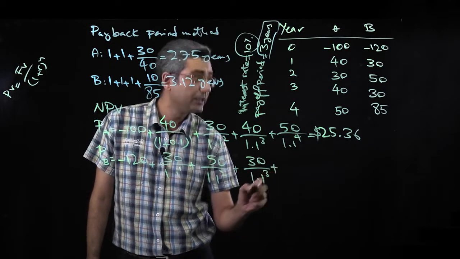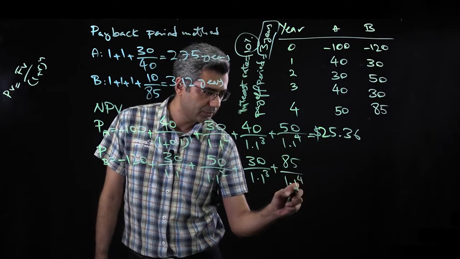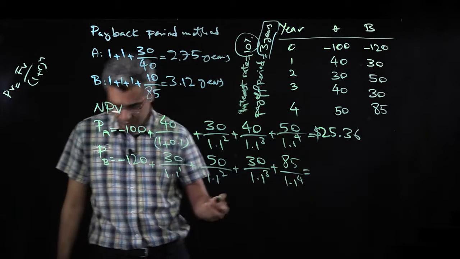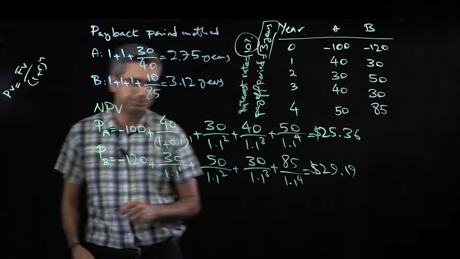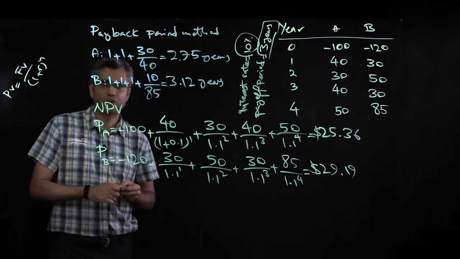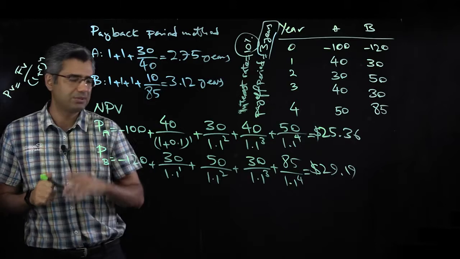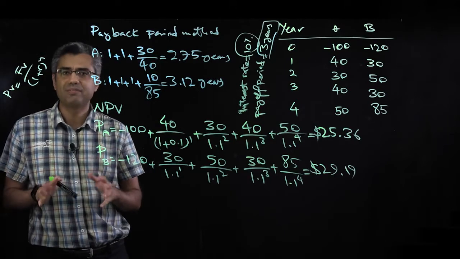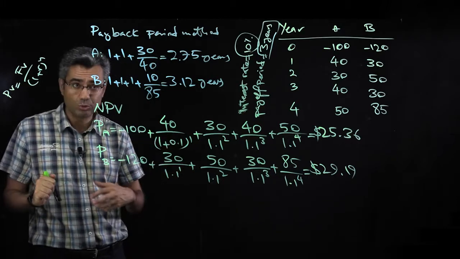1.1 power 3. The last one is 85, 1.1 power 4. And if you do the calculation, it's 29.19 US dollars. Now, which project to choose? The criteria to accept a project using the NPV method is that NPV must be positive. So when NPV is positive, it means this project adds value to the firm.